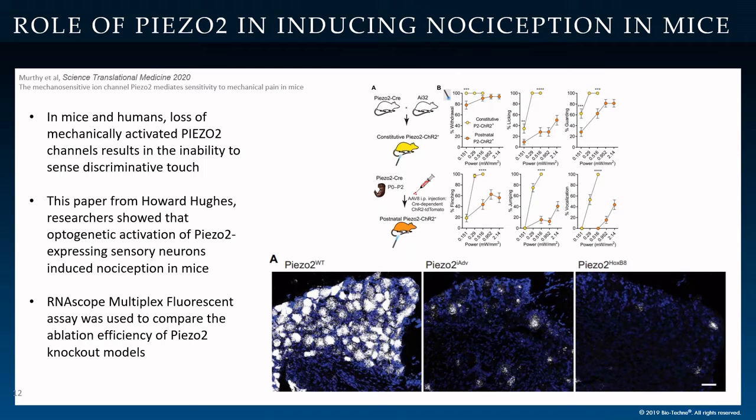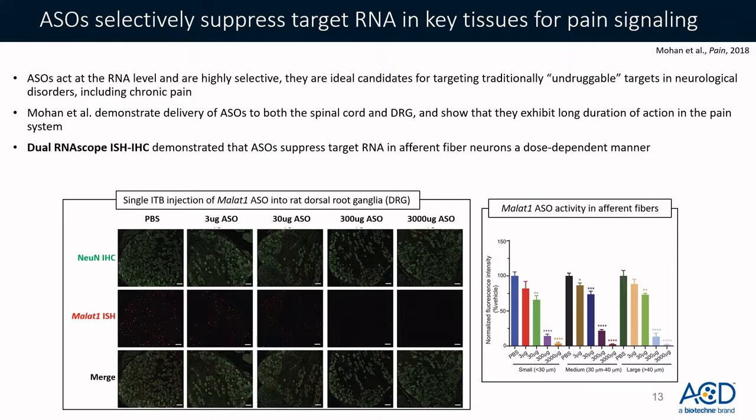So these were a few academic examples. I also wanted to show you an example of a pharma application by a biotech company. So ASOs, or antisense oligonucleotides, as you know, are short, about 16 to 20 nucleotides, synthetic single-stranded nucleic acids.